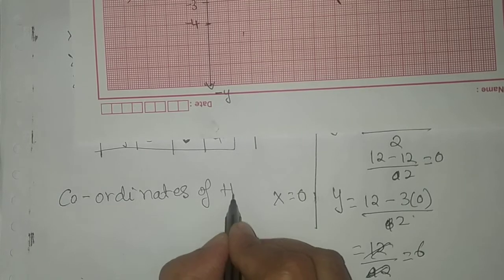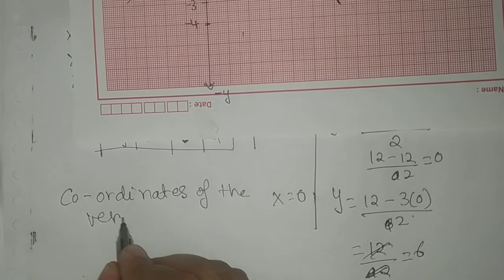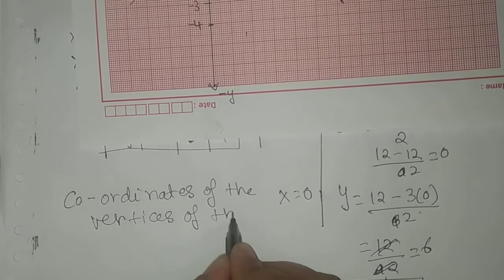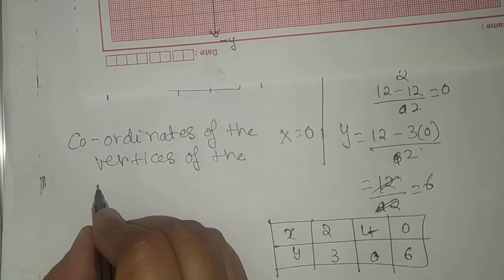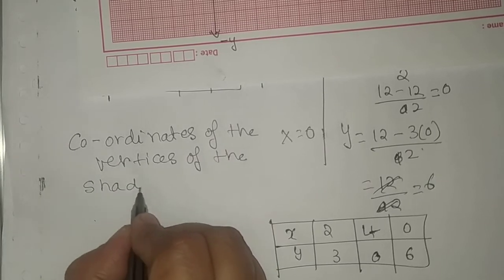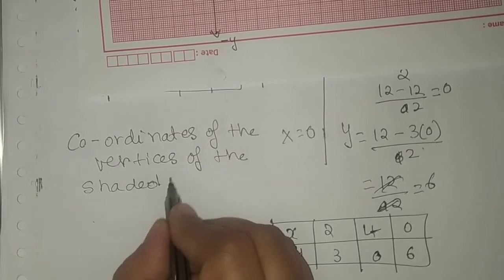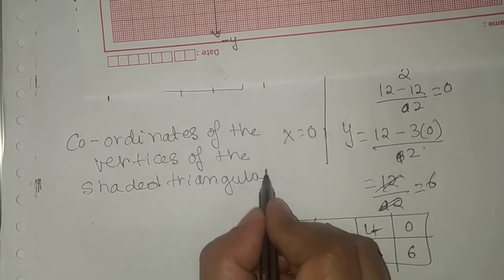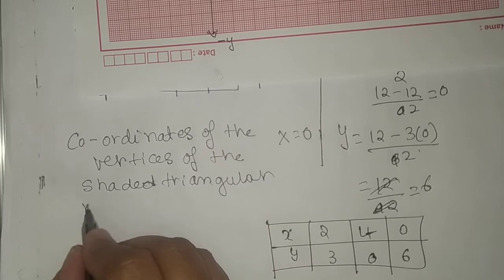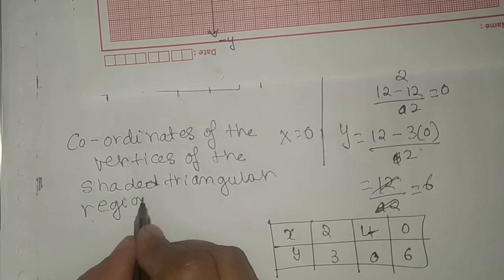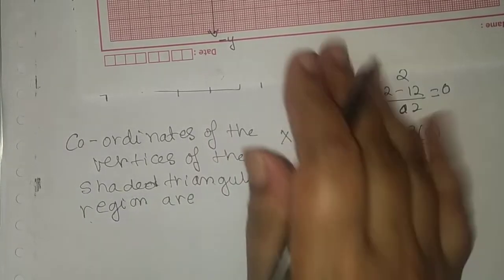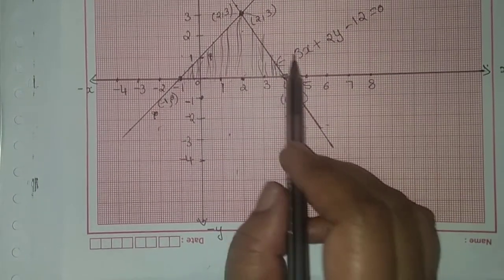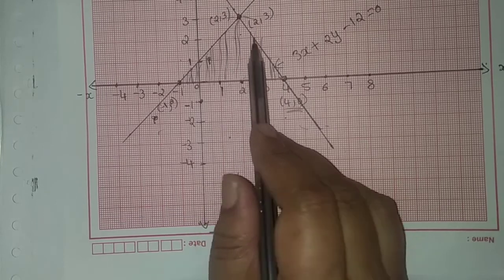So finally we have to write here: coordinates of the vertices of the shaded triangular region are. So you got the point. So these are the coordinates of the vertices of the shaded triangular region.